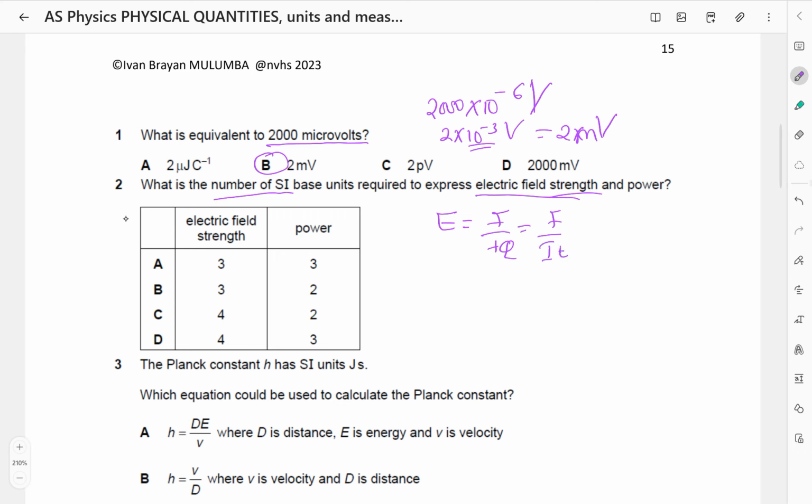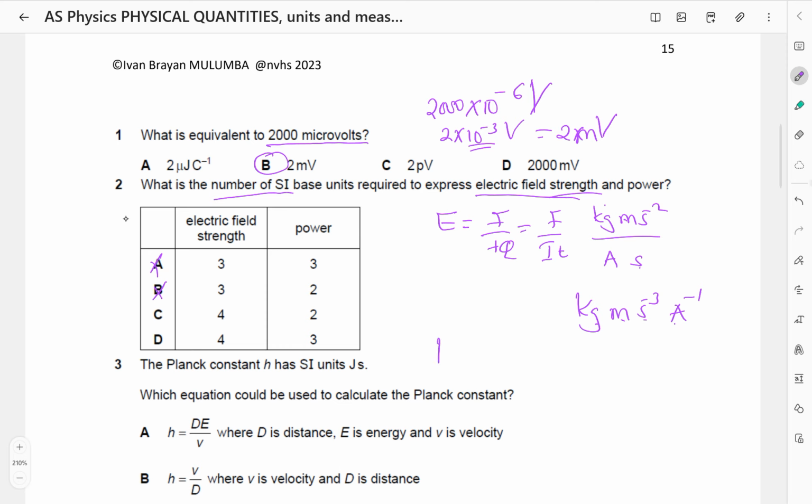We want it in base units. So force is in kilograms, meters per second squared. Then current is in amperes and time is in seconds. So this is 1, 2, 3, 4. There are four for electric field strength. So that means we eliminate A and B. Why are there four? There is kilogram, there is meters, seconds becomes s power negative 3, and then there is per ampere. These are 4 base units.